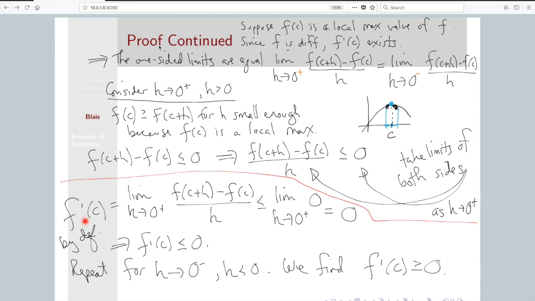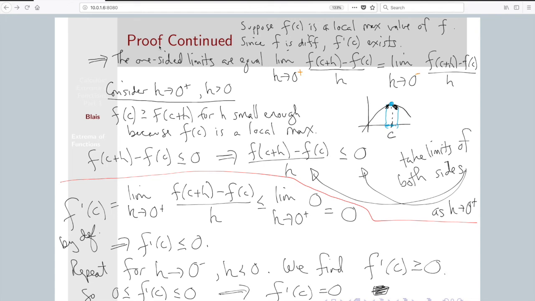Well, if f prime of c is both less than or equal to 0 and greater than or equal to 0, the only way that can work is if it is equal to 0. The only way that this inequality can hold is that this f prime of c equals 0. And that concludes the proof. So this proves, in the case of a local maximum value, that the tangent line to the graph of f at that value is horizontal, as demonstrated by this derivative at this local maximum being 0.